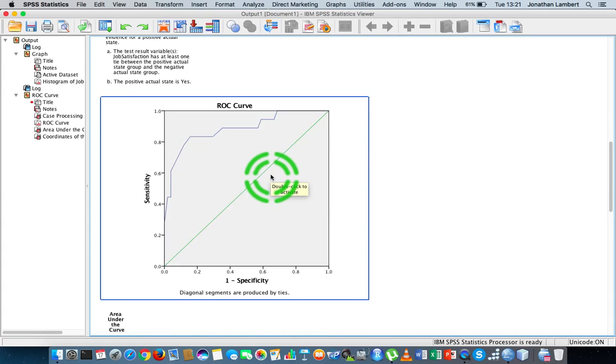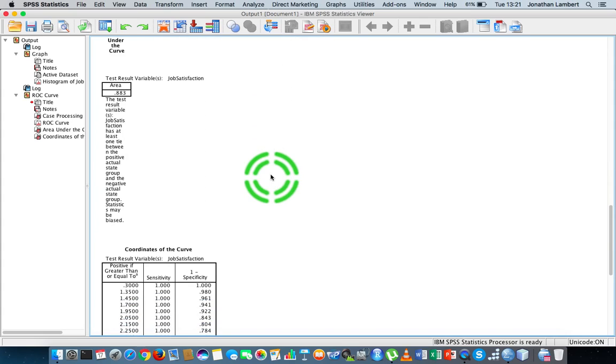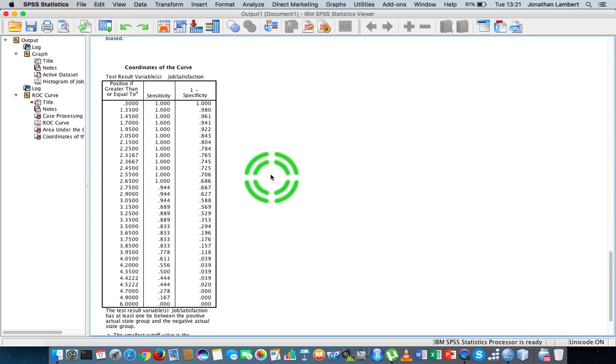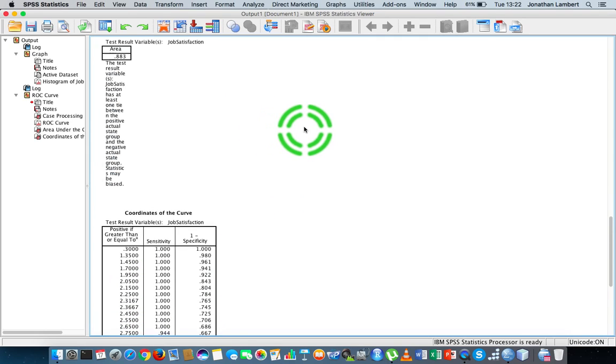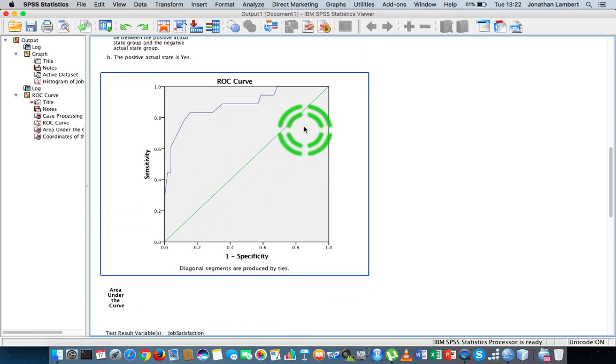And then what we have down here is a list of pairwise values for sensitivity and specificity, and along with those pairwise values we have the actual scores on the scales that were achieved by individuals.